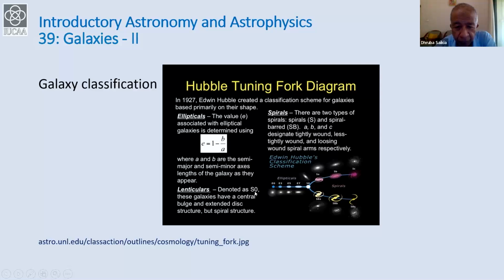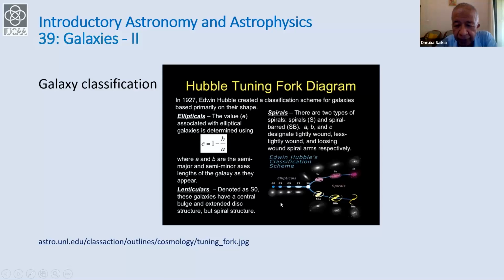Lenticulars, denoted as S0, have a central bulge and this kind of structure, but not quite prominent like the spiral structure that you see over here. And spirals, he split up into two sort of chains. This is often referred to as a Hubble tuning fork diagram because of its shape. And there are differences in the way the arms are, as well as in the properties of the galaxies as you go from Sa to Sb to Sc. And the difference between Sa and SB ones with a capital B over here is that these have very prominent bars. Okay, these are pretty prominent bars, whereas these don't.